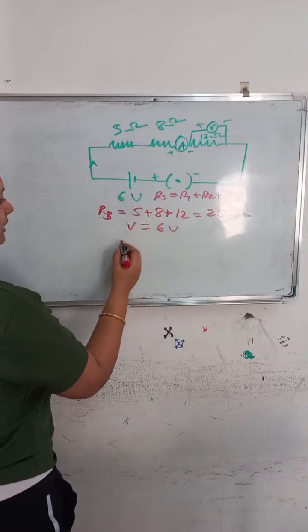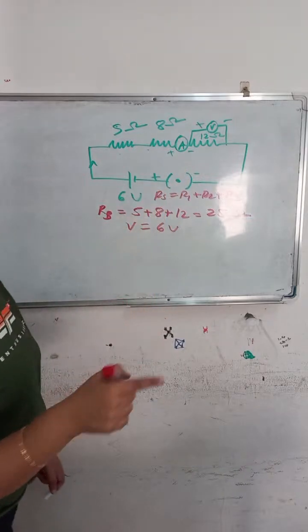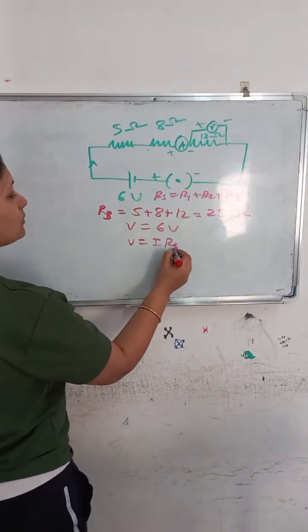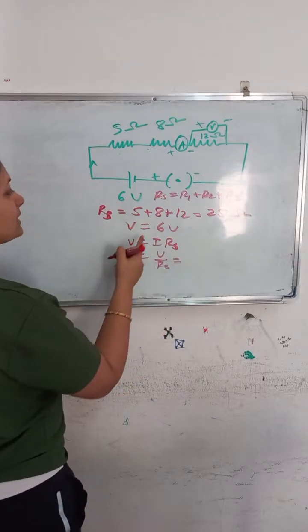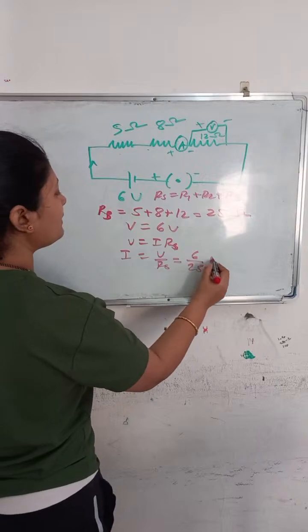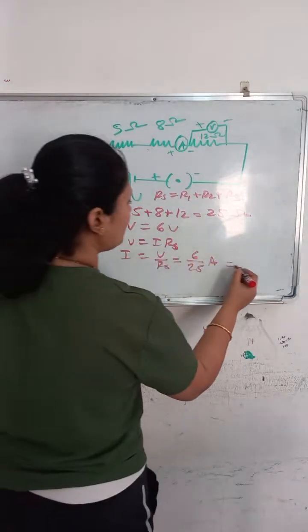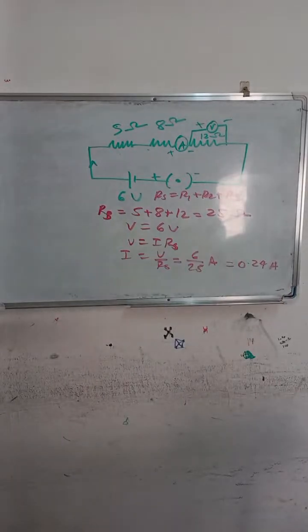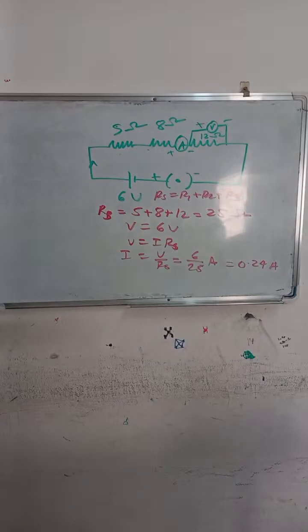So what amount of current is flowing, because they are asking for the ammeter reading. The ammeter measures current, so I want to find the current. V is equal to I into R, so here RS will come. So I is equal to V by RS. V is 6, and RS I got is 25. So I is equal to 6 by 25, that is approximately 0.24 ampere. So this much current is flowing through this. The ammeter reads 0.24 ampere.